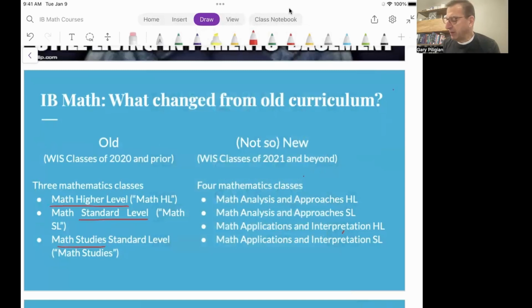What the IB did is they separated these three math courses into four math courses, and they're taught at higher level and standard level. So there's a course called Math Analysis and Approaches right there, and that's taught at both higher level and standard level. And then there's another course called Math Applications and Interpretation, and that is also taught at both higher level and standard level. So we went from one HL and two SLs, and one was kind of like an SL light, if you will, to two HLs and two SLs. Really two different courses that they've morphed into four different courses here.